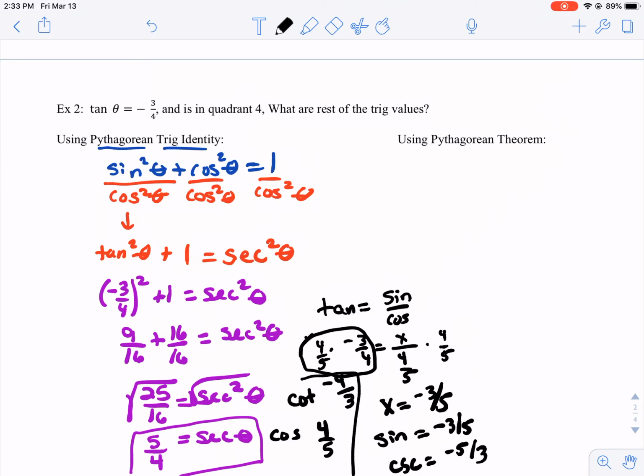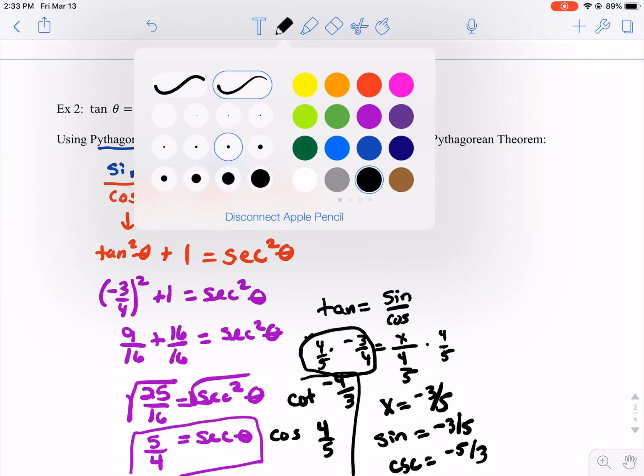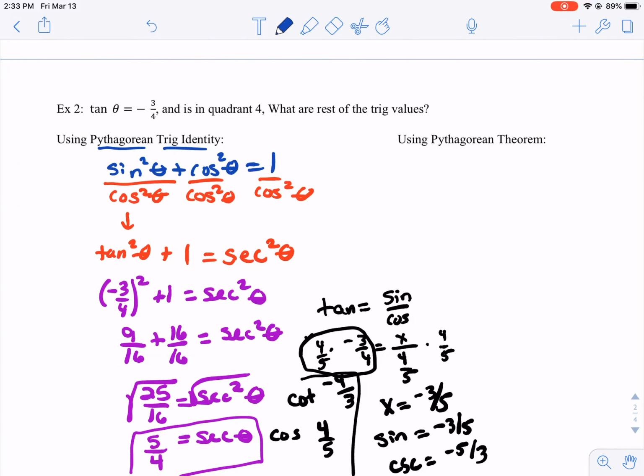Probably thinking that the identities are going to be a bit harder and longer than the Pythagorean theorem, and I won't disagree with you. Like I said, they might force you to use the identity on the Regents. They might say use the Pythagorean theorem. They just might say find it, in which case you have your choice. This way you know both.